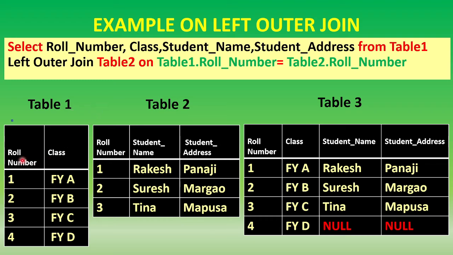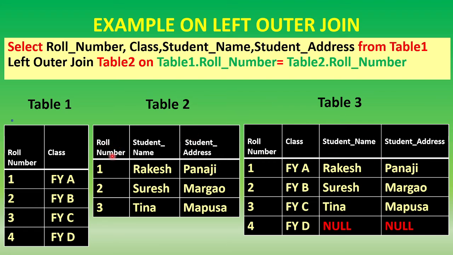For example, now see the roll number in table 1, there is a roll number 1. Now see the roll number in table 2, there is a roll number 1 in table 2 also. So roll numbers are matching. So the common column field is matching in both the tables. So this record will be written. Rakesh and Panji will be written in the output table.